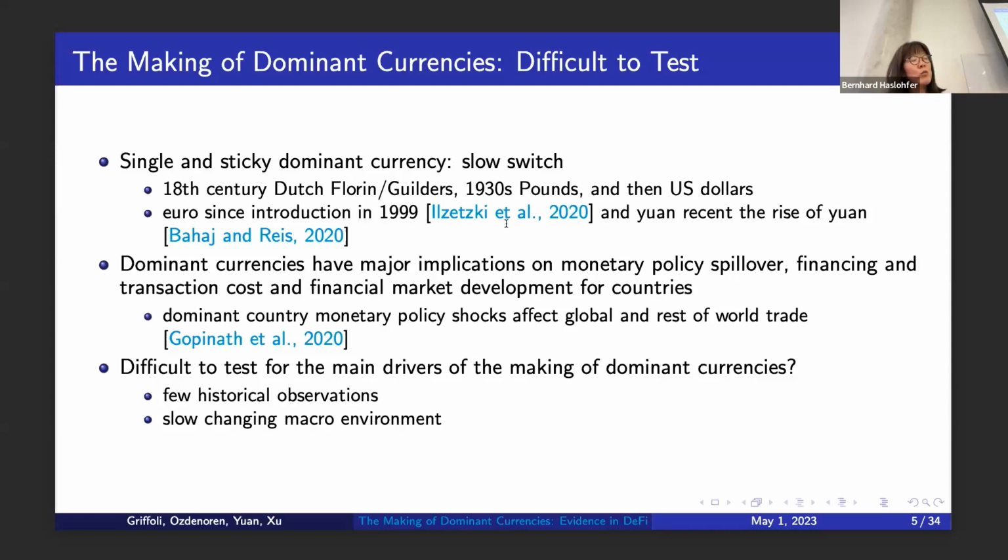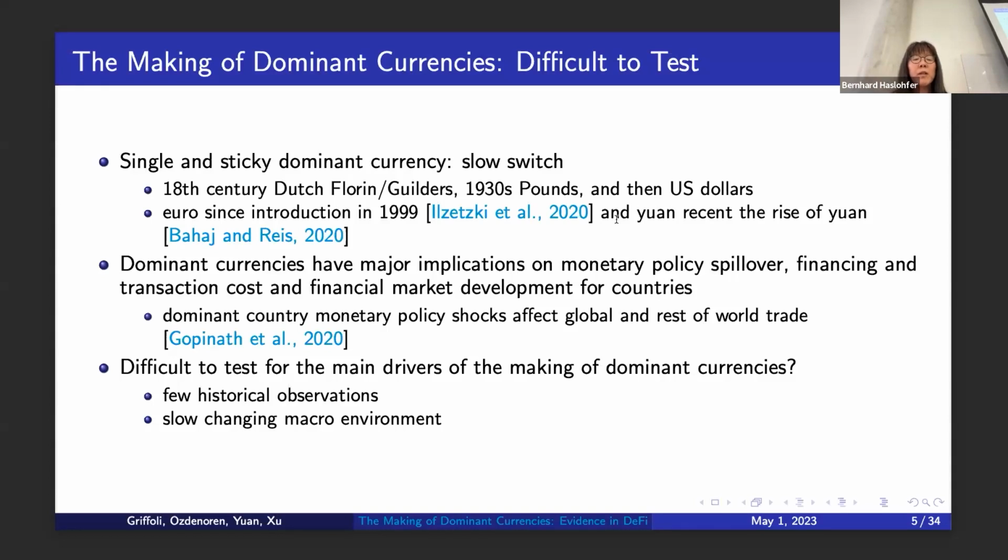The euro was introduced to compete for this dominant status, and you can see the euro made its inroad, although not as successfully, and the yuan recently, you probably heard the news in recent days about trade invoicing starting to switch between countries to the yuan instead of the dollar. So this is an active area even in the policy room.